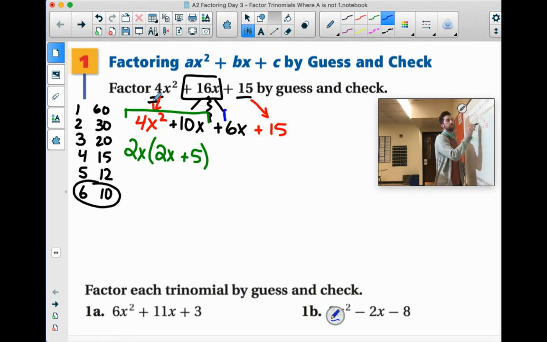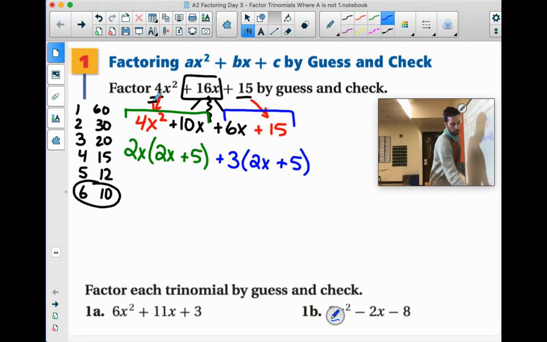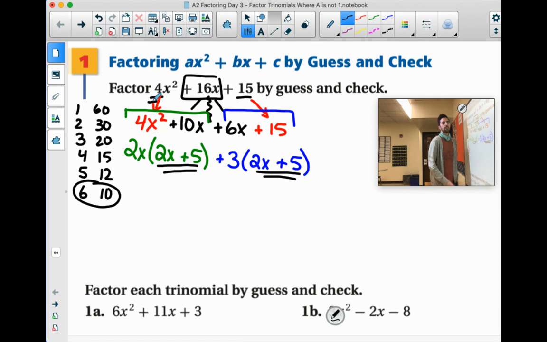Look at the right side. Positive 6x plus 15. What do they have in common? You might just say 3. And that's true. Positive 3. 3 times 2x is 6x, and 3 times 5 is 15. Now check out. What do you notice with the 2 sets of parentheses here? What? Are you for real? Now that's probably important.